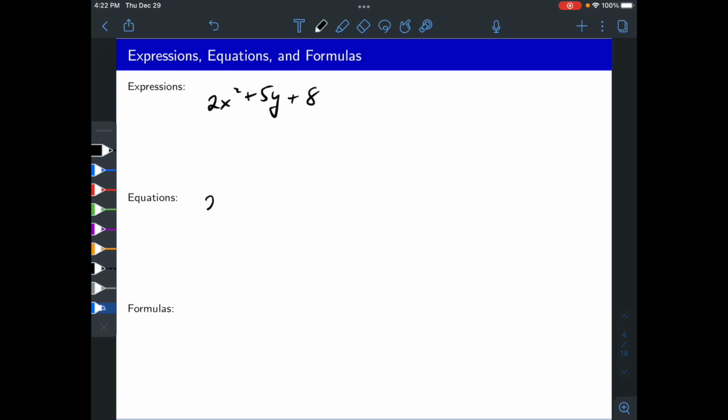An equation would be, well, let's take that expression and let's take a different expression. Let's say c to the 4th minus 5. It really doesn't matter what's on both sides of the equation. You have an expression over here, you have an expression over here, and you're setting them equal to each other. That is an equation. Equations have to have an equal sign in them because you're setting one expression equal to another expression.